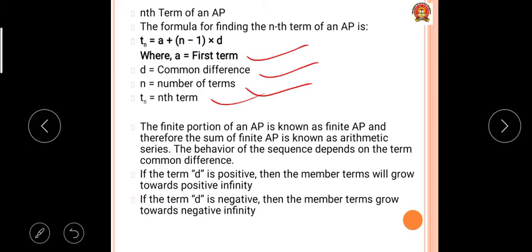The behavior of a sequence depends upon the common difference. You know that the common difference may be negative, positive or 0. If D is positive, then the terms will grow towards positive infinity. And if D is negative, then the terms will grow towards negative infinity. On the number line, positive means the right side, and negative means the left side of 0. Okay.